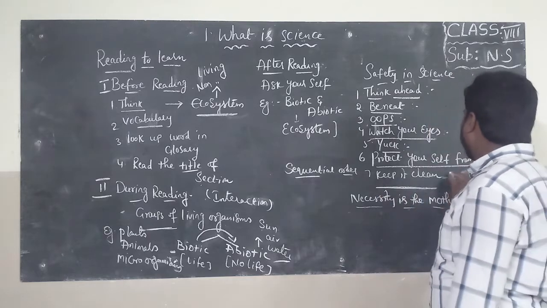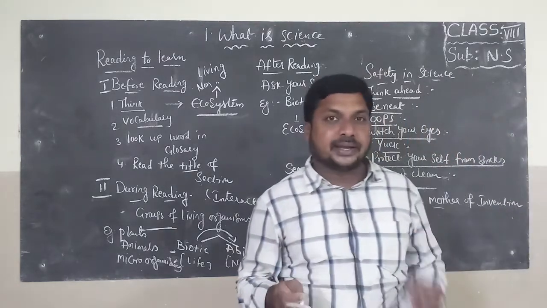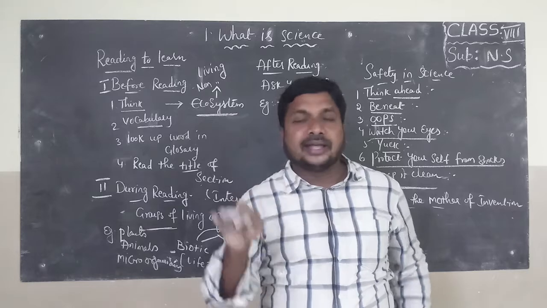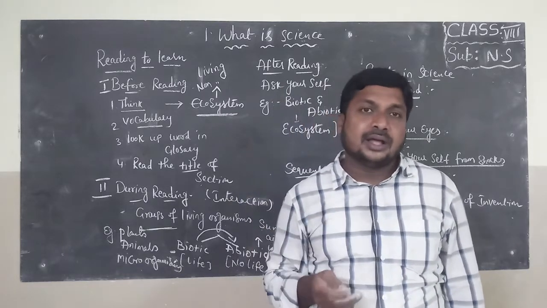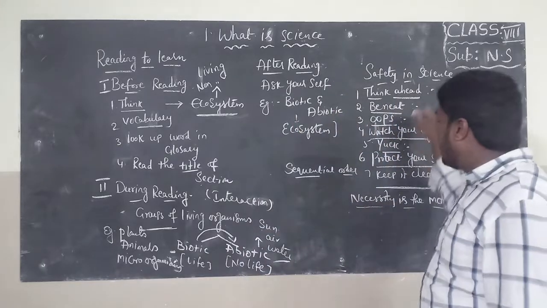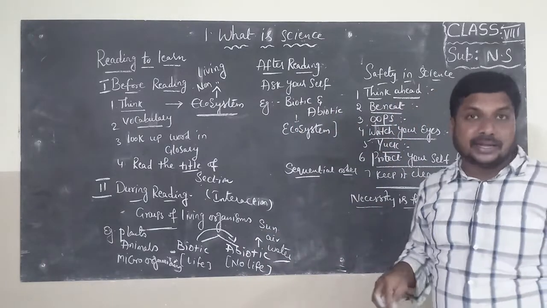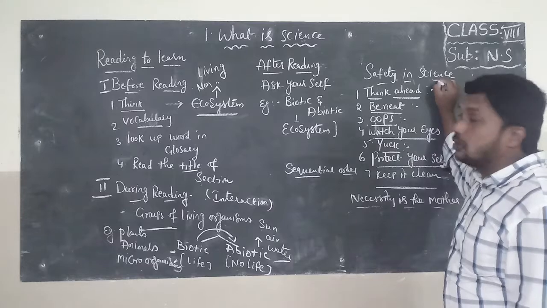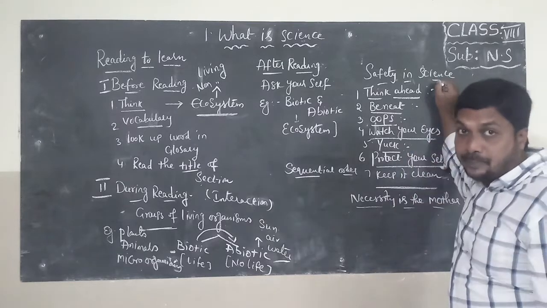Last one is keep it clean. After completion of your experiment in the science lab, keep the working area clean, and then you have to leave the lab and go to the classroom or house. So these are the seven precautions that should be taken to protect yourself in a science lab while doing experiments.